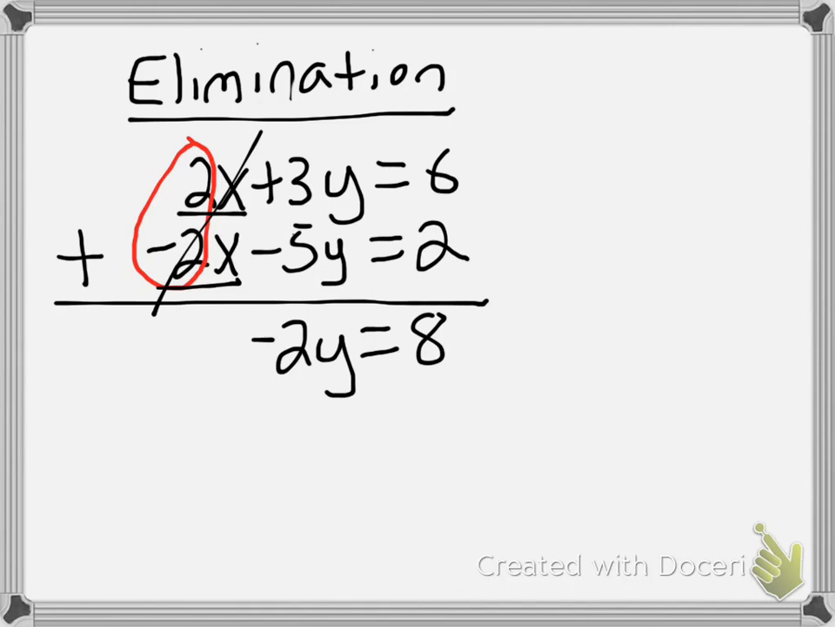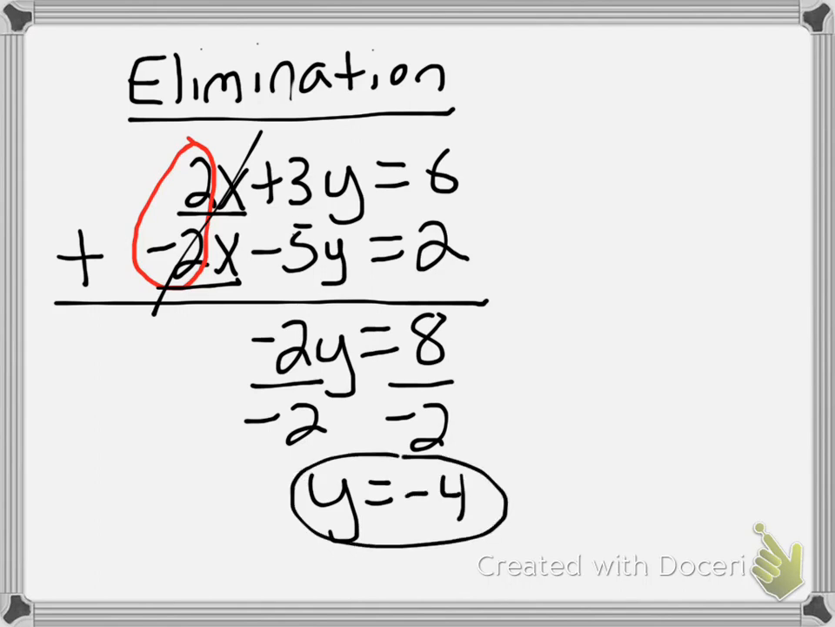Well, now if we just continue to solve for our y value, to get rid of the times negative 2, I'd have to divide by negative 2. So that would give me a y value equal to negative 4. So there's my y value of my system. So for my solution, I know the y value. You can either leave it as x equals, or you can put it as an ordered pair, it doesn't matter. Now we've got to find our x value.